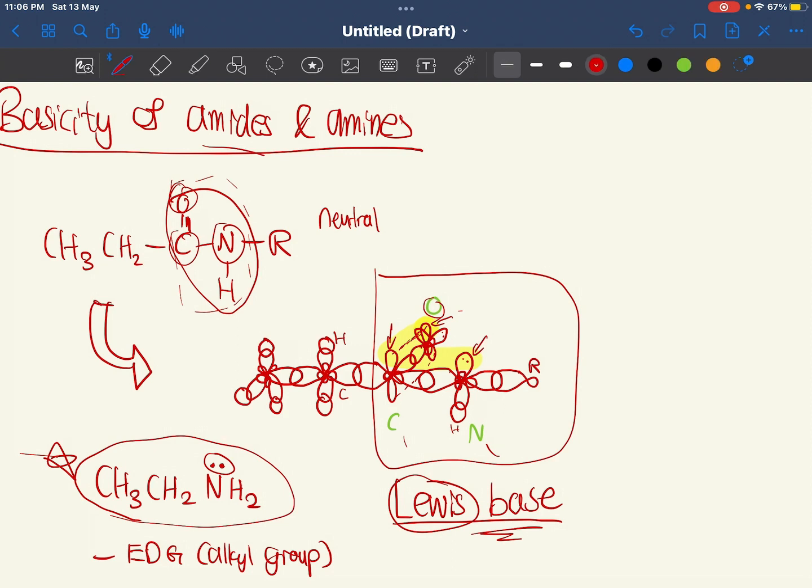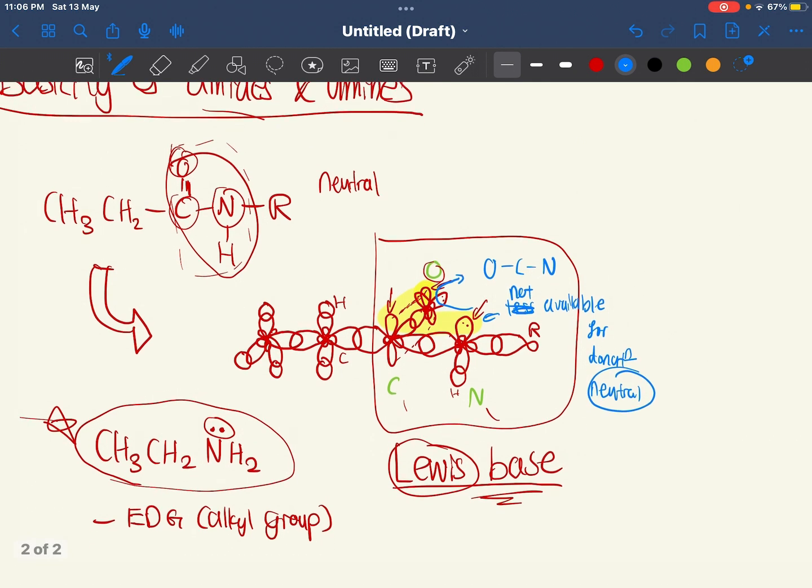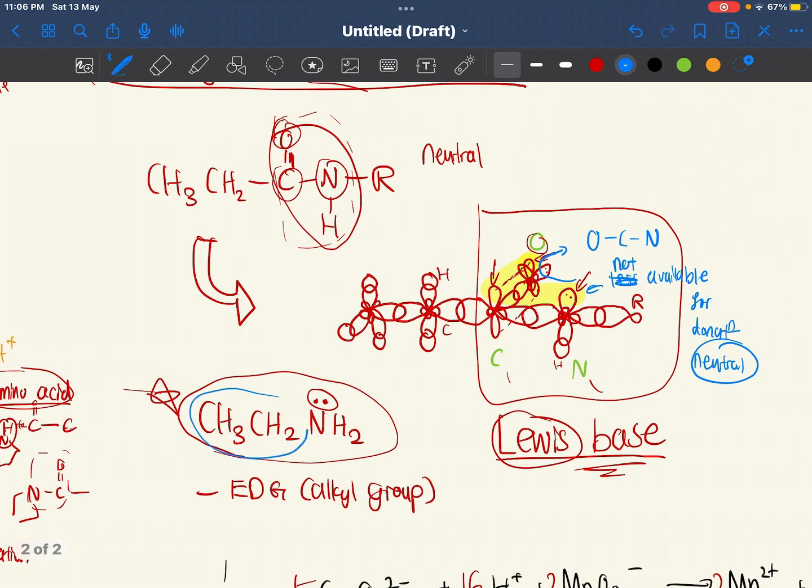Therefore, what actually happens here is that my lone pair of electrons delocalizes over the O, C, N bond. When it delocalizes, the lone pair of electrons on the N atom is less available for donation. Oh wait, it's not less available, it's not available at all. Therefore, it's neutral. But if you look at your amine here, there's an electron donating alkyl group attached to N, so this makes the lone pair of electrons on N more available for donation. Therefore, it's basic.